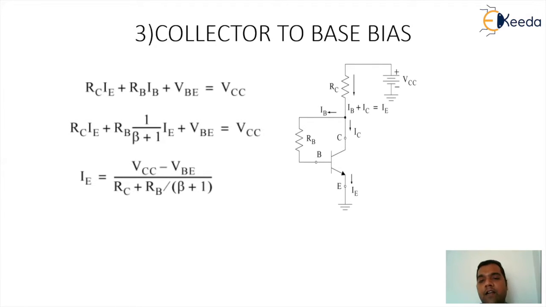If I want to find the value of VCE, it can be found by subtraction, where VCC minus (IC plus IB) into RC gives you the value of VCE. You can also get the independent terminal voltages by applying the thumb rule of VBE, which is VB minus VE, and VCE as VC minus VE.